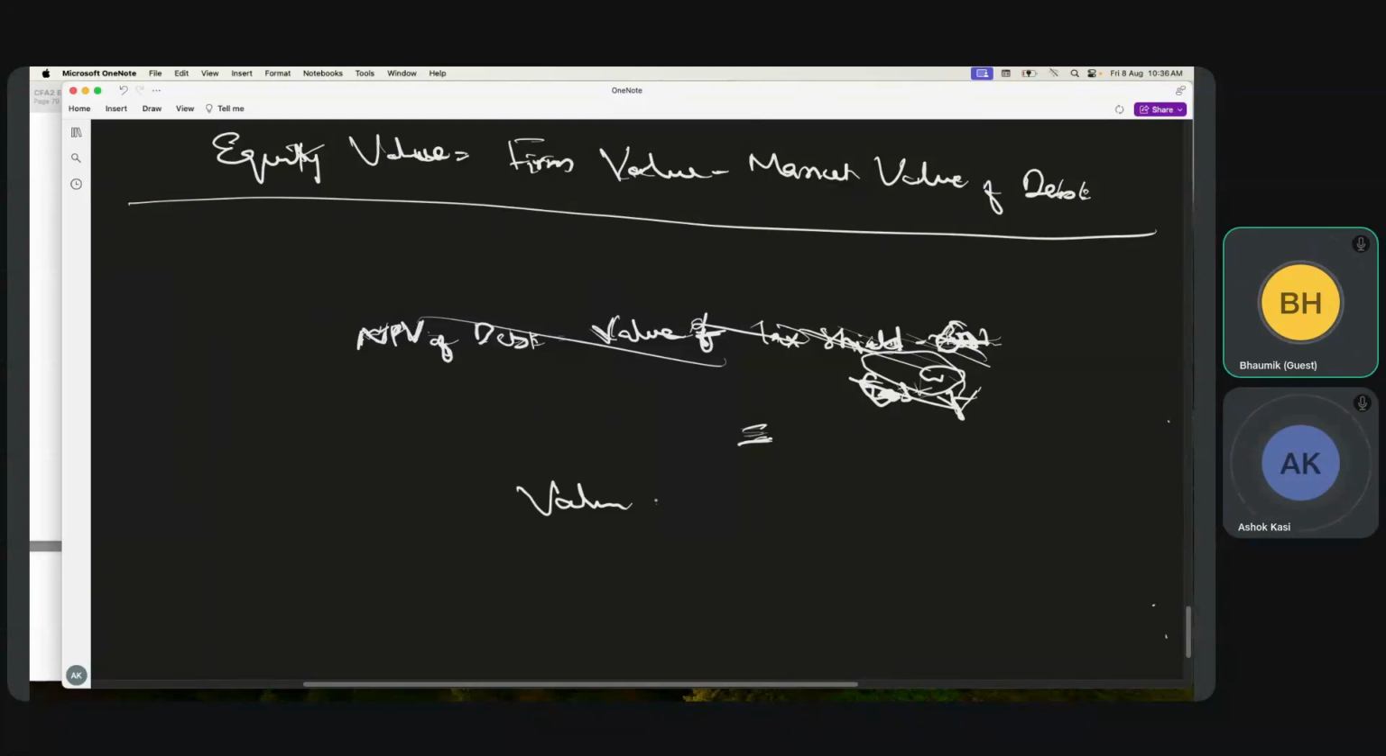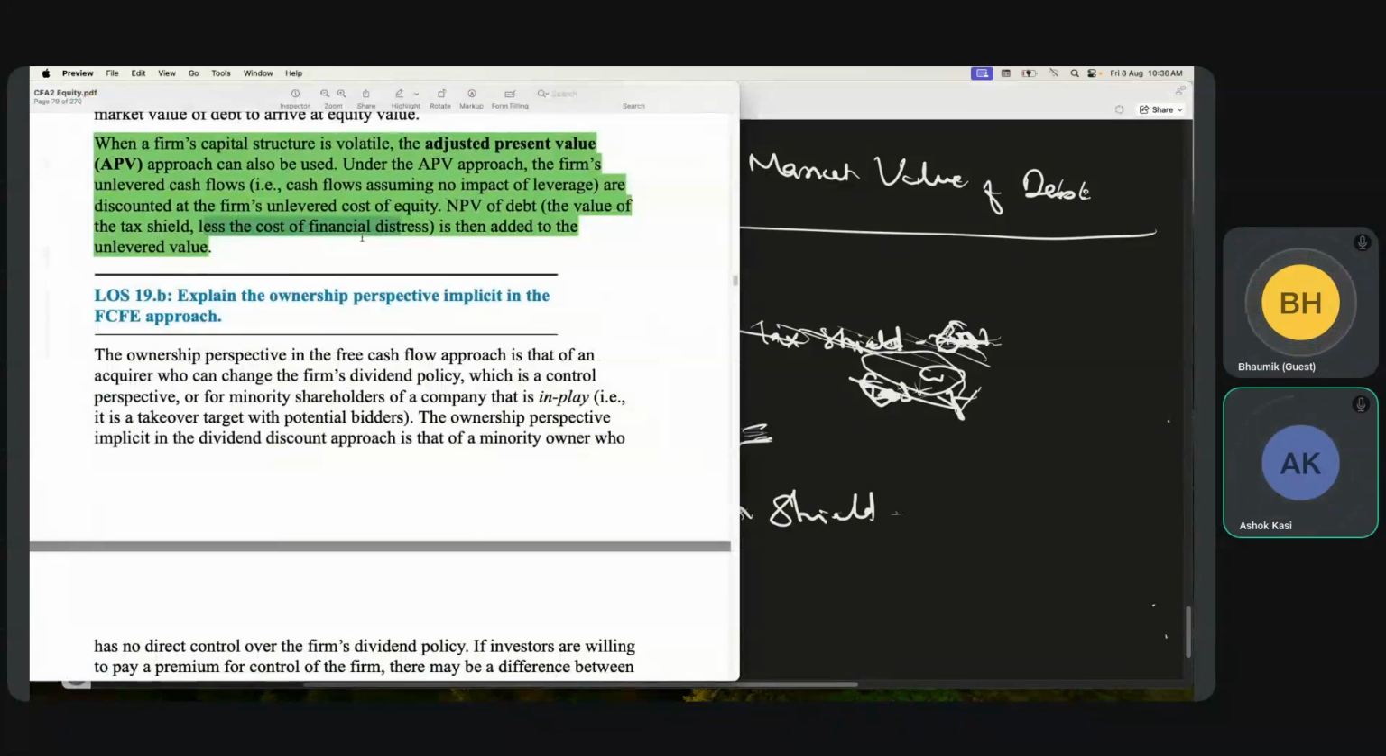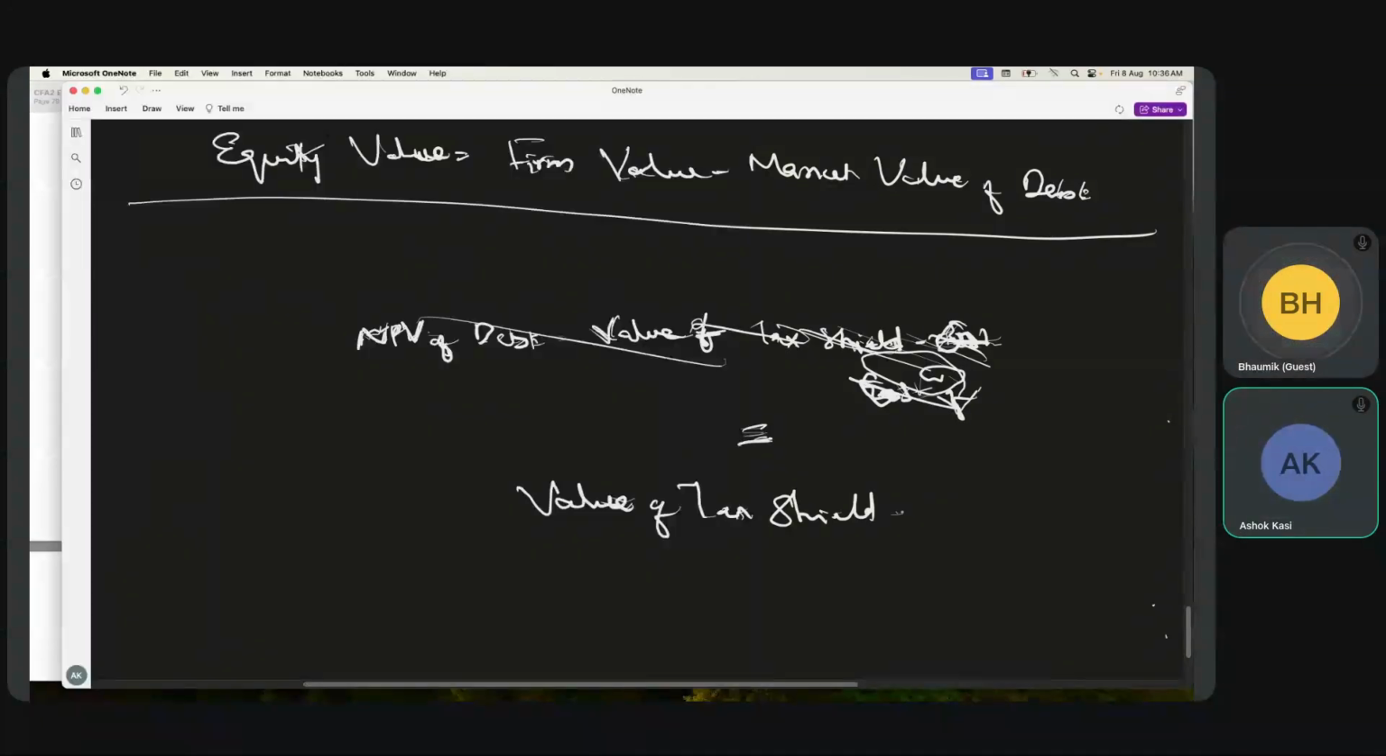Value of tax shield minus cost of financial distress.